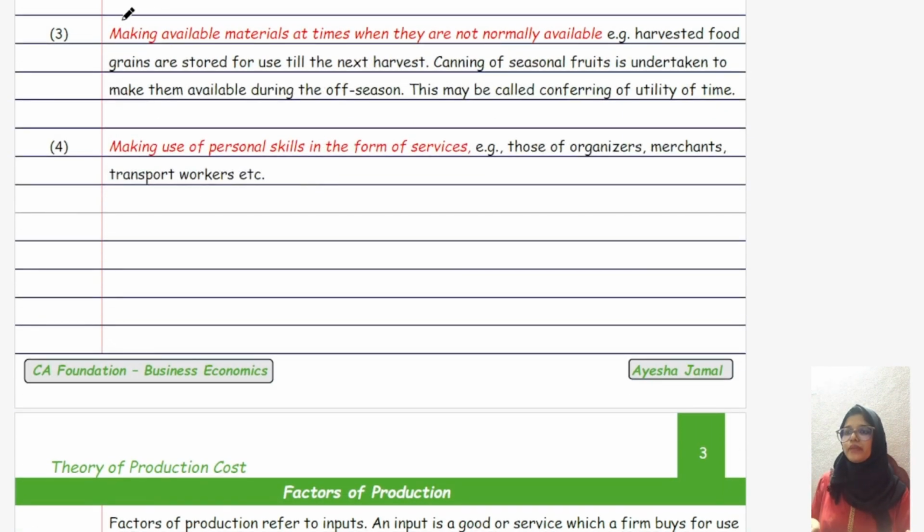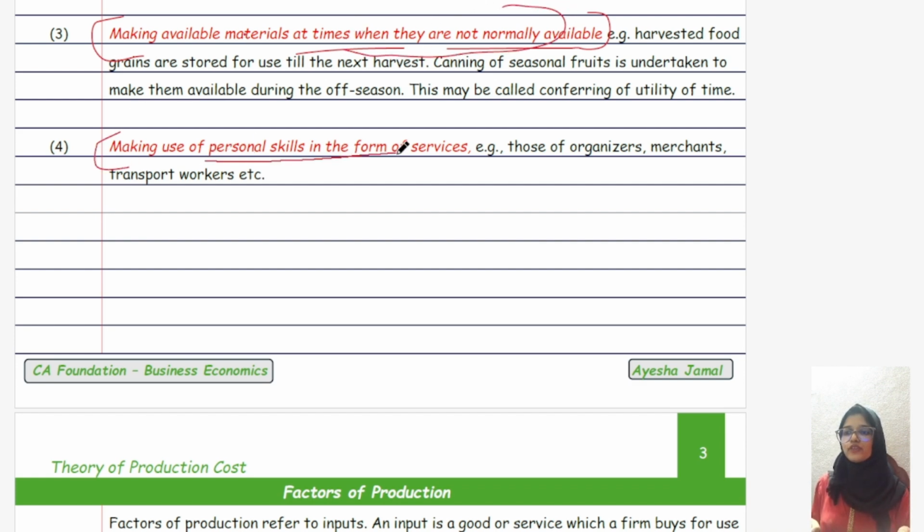Next, you have making available materials at times when they are not normally available. Like in this summer season, you can see, right? Mangoes. What people do is they store these mangoes. Mangoes are not available all 12 months in a year, right? So they store those mangoes so you can supply them in the future, whenever people demand them. For example, suppose in July or in September or October. So making available materials at times when they're not normally available.